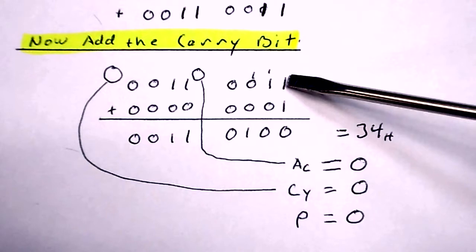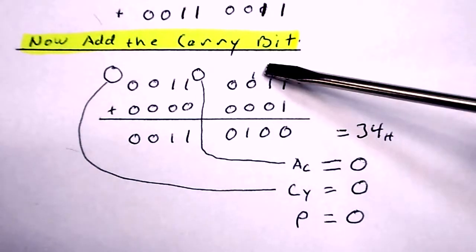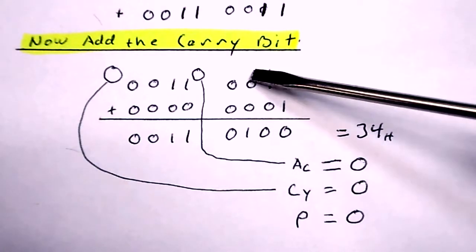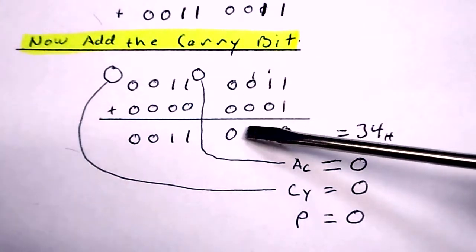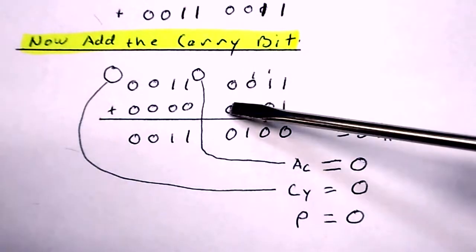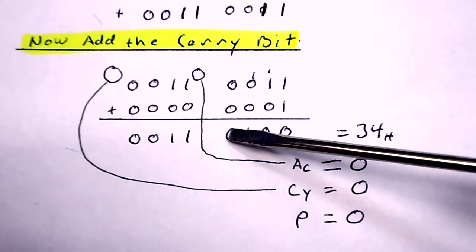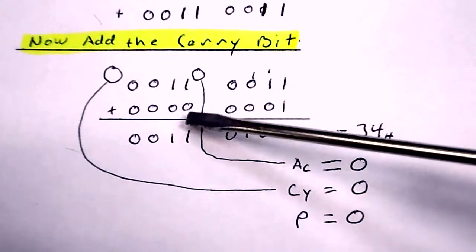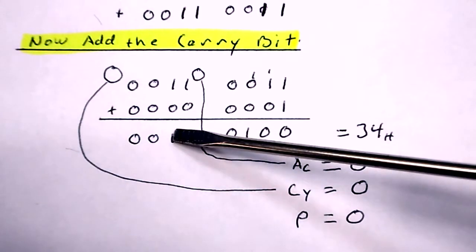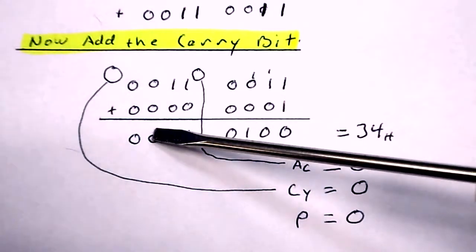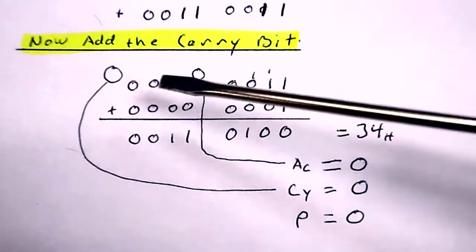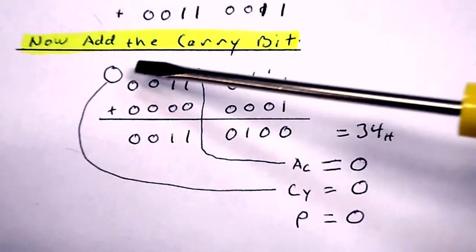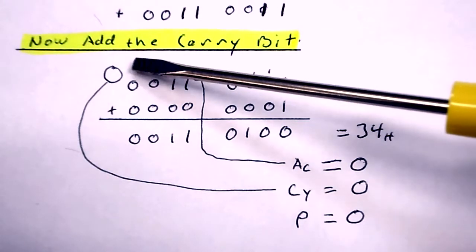So 1 plus 1 is 0, carry the 1. 1 plus 1 is 0, carry the 1. 1 plus 0 is 1. And then 0 plus 0 is 0, and there's no auxiliary carry bit. And then 1 plus 0 is 1, 1 plus 0 is 1. And then 0 plus 0 is 0, and 0 plus 0 is 0. And you'll notice there's no carry bit. So we have no auxiliary carry, and we have no carry bit.